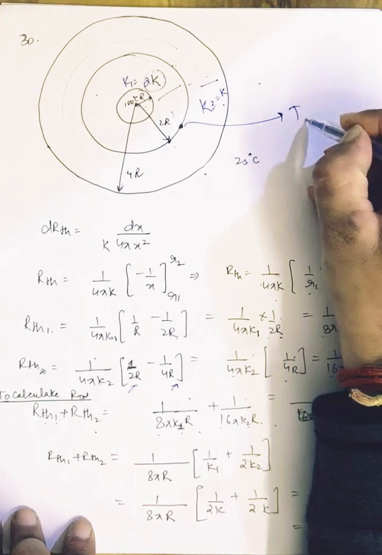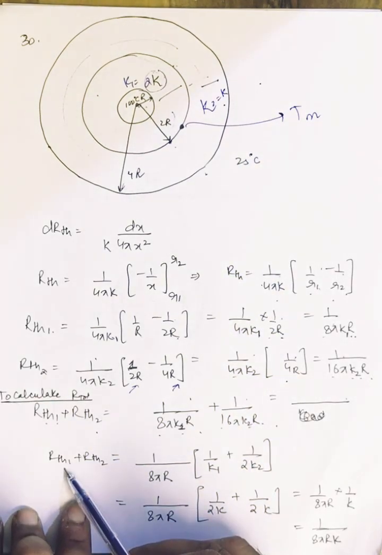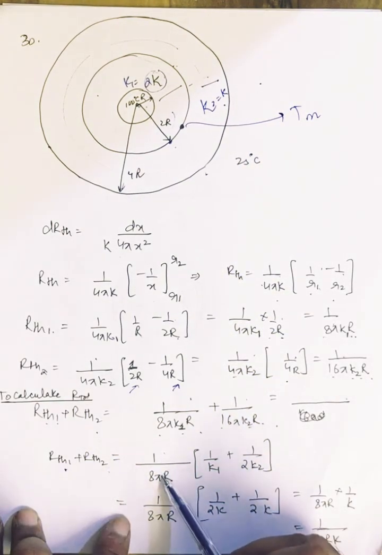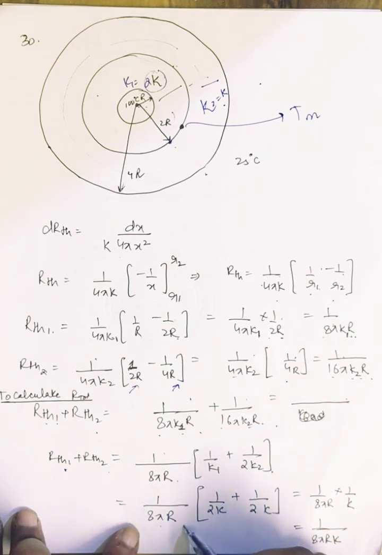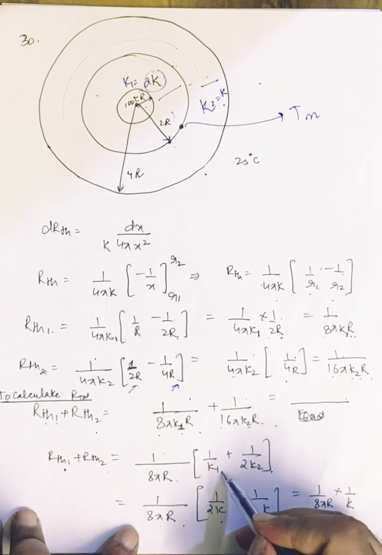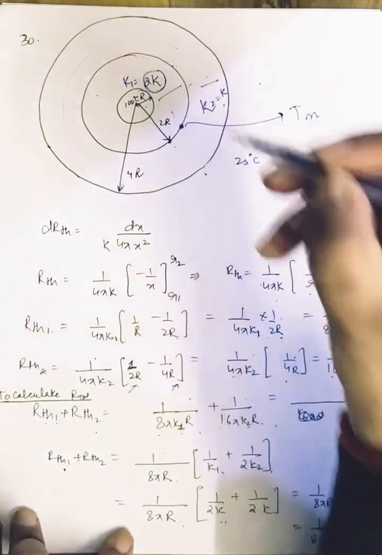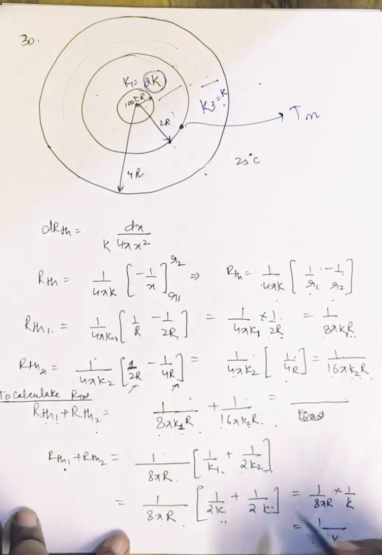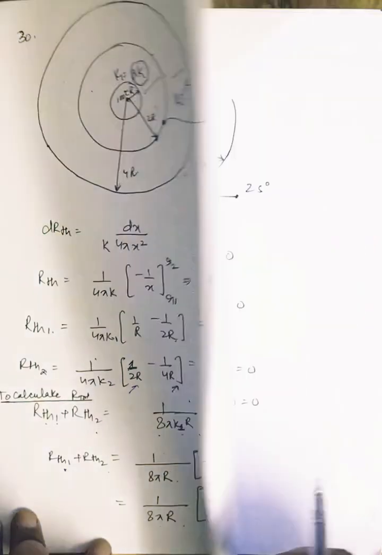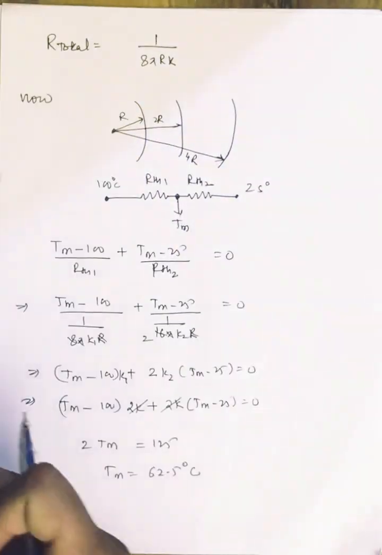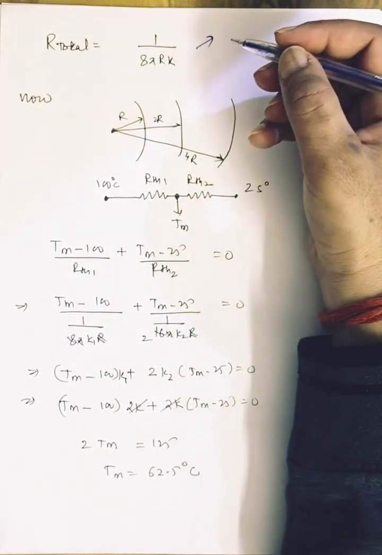What is asked is the middle temperature. So R thermal 1 plus R thermal 2 is 1 upon 8 pi R, times 1 by K1 plus 1 by 2K2. So 1 upon 8 pi R, times 1 by 2K plus 1 by 2K, because K1 is given as 2K, as I've written here, and 2 times K2 is 2K. So we got 1 upon 8 pi R into 1 by K, so 1 upon 8 pi RK. That is the total resistance if required in the question, but it was not required. Let's go back to the question.